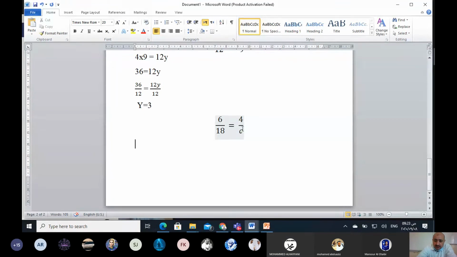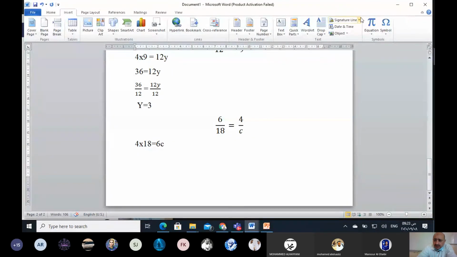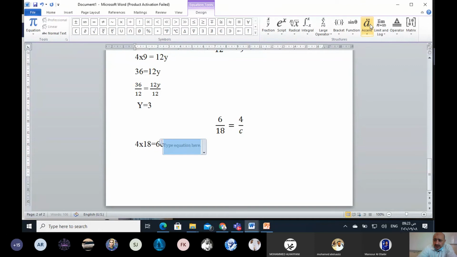How to know? Do a cross product. Take 4 multiplied by 18. 4 multiplied by 18 equals 6 times C, which means 6C. Now, how to solve this equation? Try to divide the two sides by the coefficient.